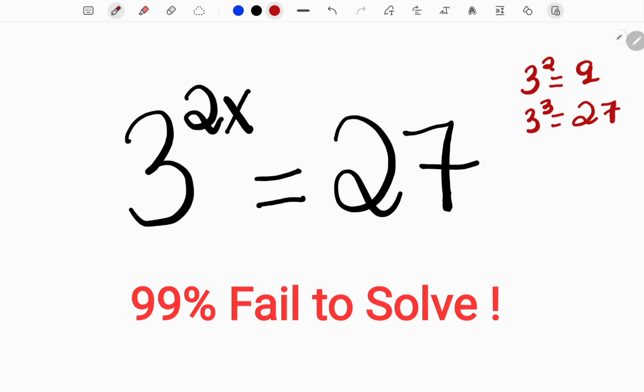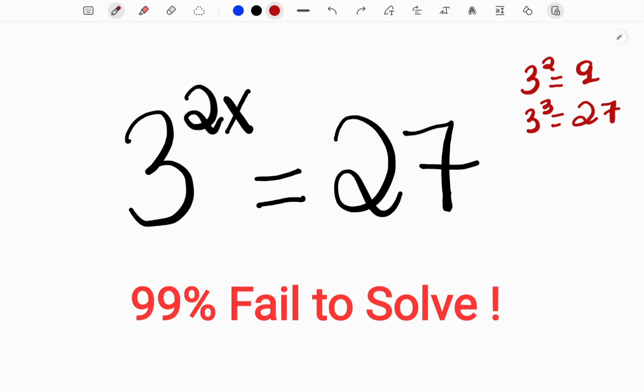Now coming back to our equation, notice that we have 3 raised to the power of 2x. We want this to equal 27. We already know that 27 can be written as 3 raised to the power of 3. This is an important clue for solving our equation.